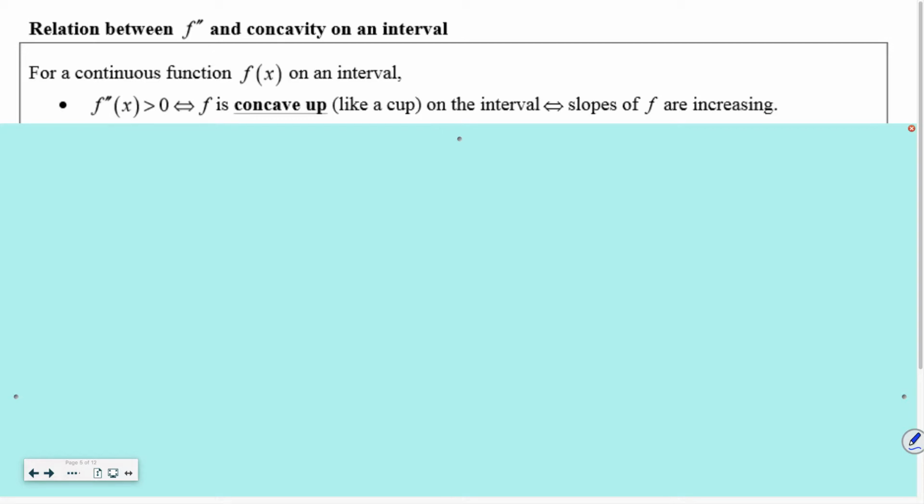I would also write that. I would write concave up, and I would write slopes are increasing. Because there will come a time where you have to look at a derivative graph and tell me information about the second derivative.